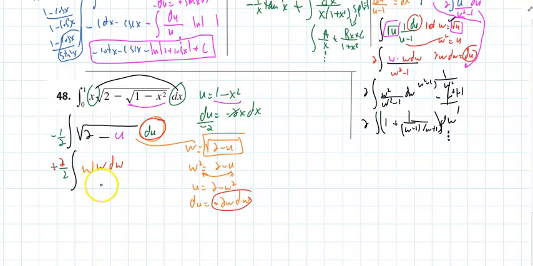Let me just proceed and finish the problem. But I have a feeling I messed it up somehow. That's w squared. Let me just double check my steps really quick. Okay, I found it. This is actually the square root of u.